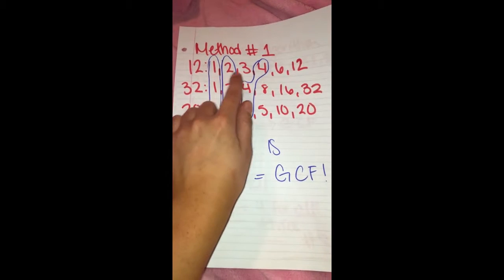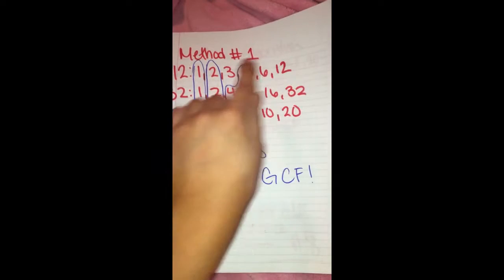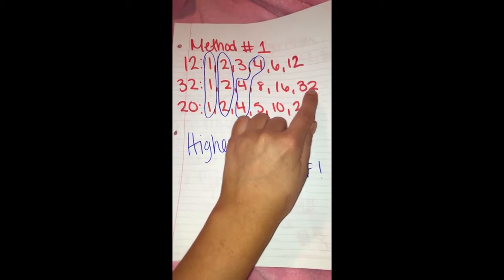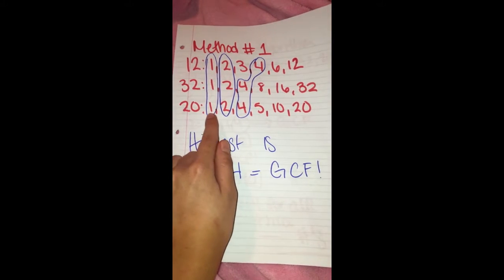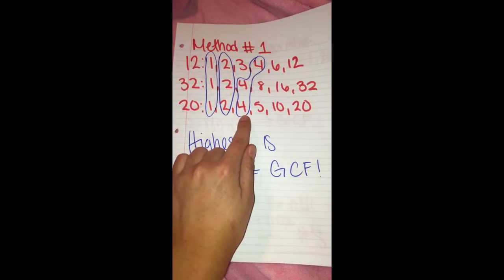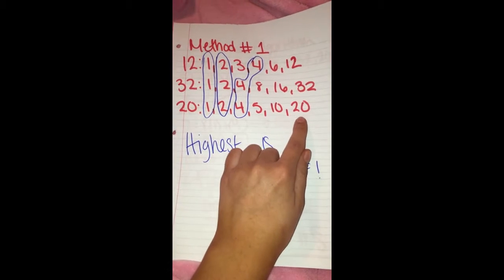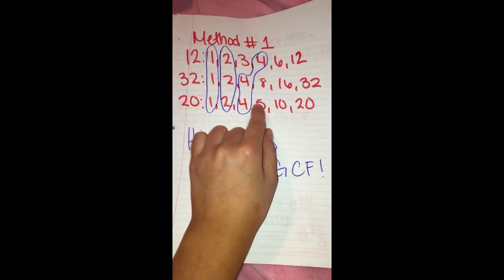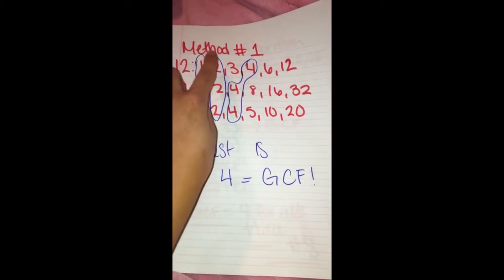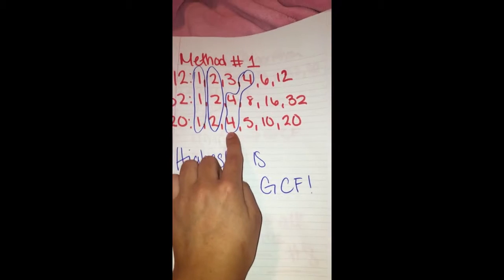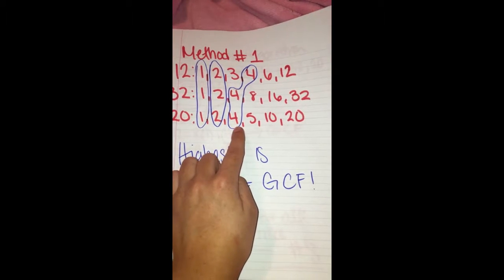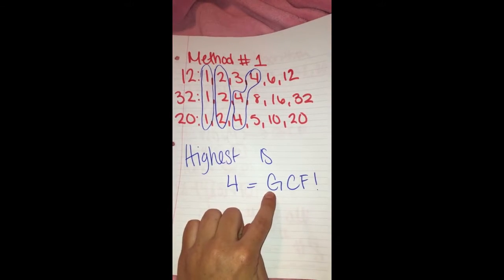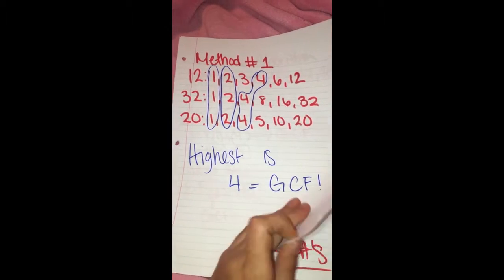So for 12 it would be 1, 2, 3, 4, 6, and 12. 32 would be 1, 2, 4, 8, 16, and 32. 20 would be 1, 2, 4, 5, 10, and 20. You will then go through the common factors that they each share. So they all share 1s, they all share 2s, and they all share the 4s. You then will take the highest one, which will come out to 4, and that would be the GCF of all 3 numbers.